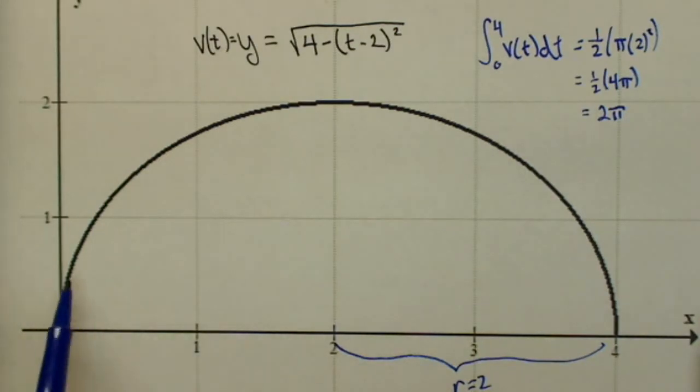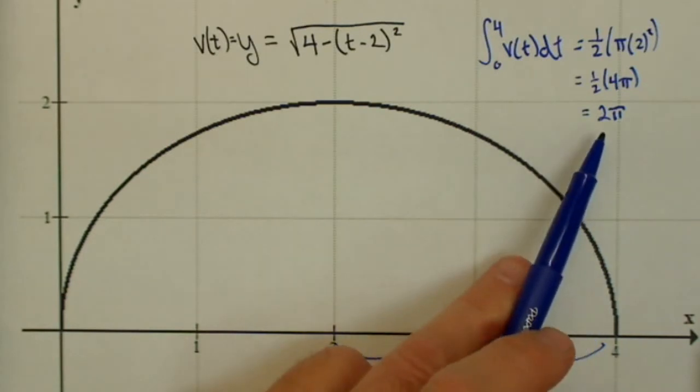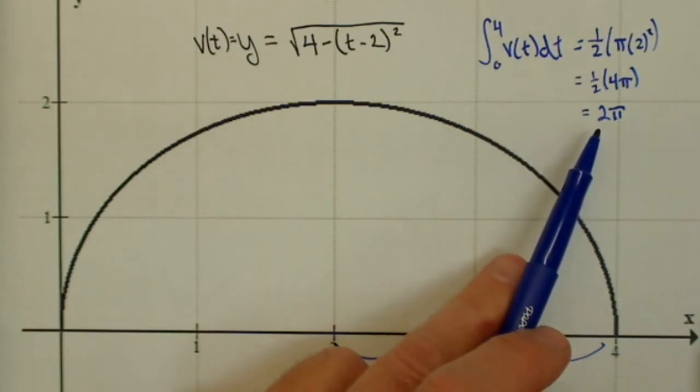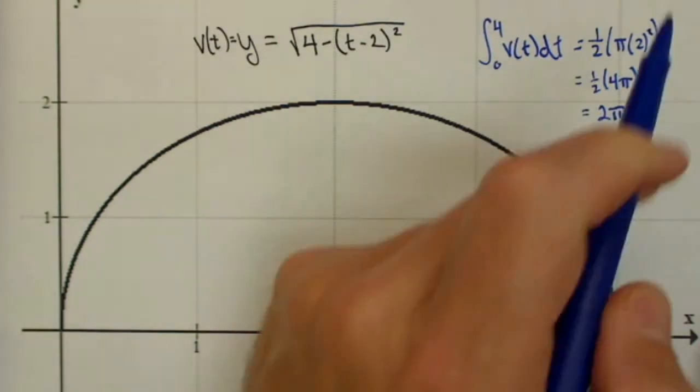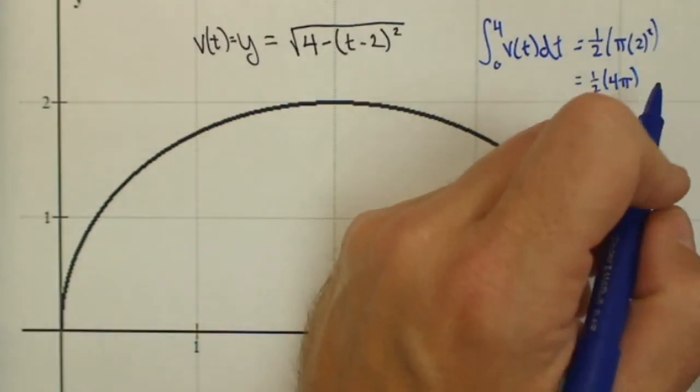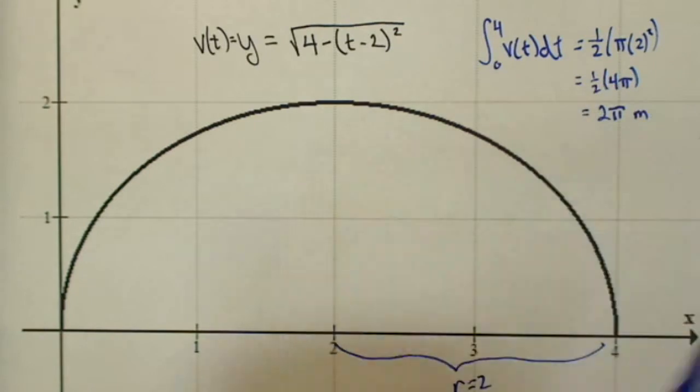Now, because our velocity function is always positive, this gives us both the distance traveled and the change in position. And the units on this 2 pi are meters. So this object traveled 2 pi meters between 0 and 4 minutes.